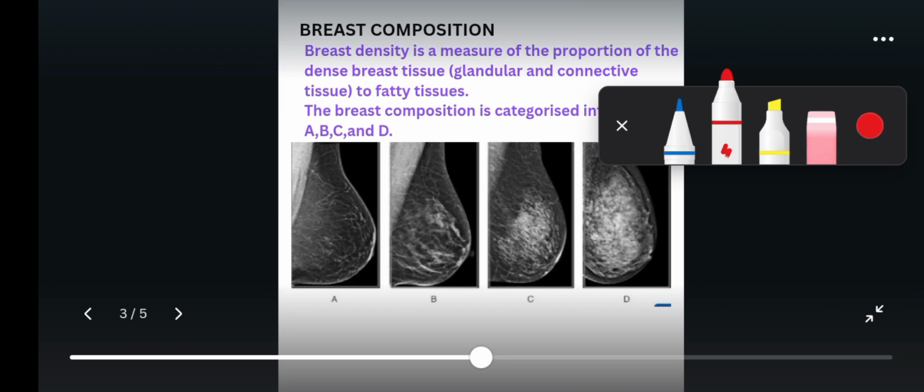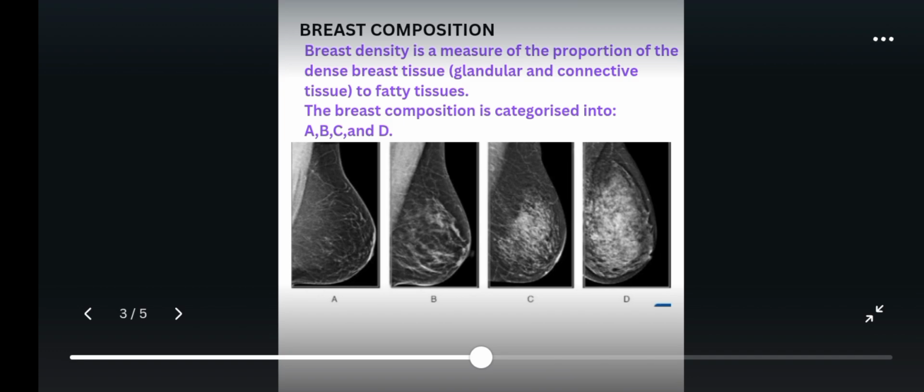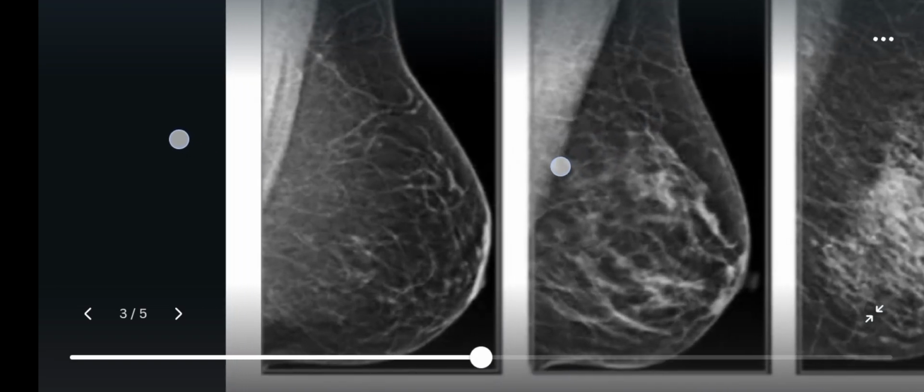This breast composition is categorized into 4. We use A, B, C, and D to represent these 4 categories. The first category contains less than 25% glandular and connective tissue compared to the fat. In other words, it contains more fat than the glandular and connective tissue. You can see the image.